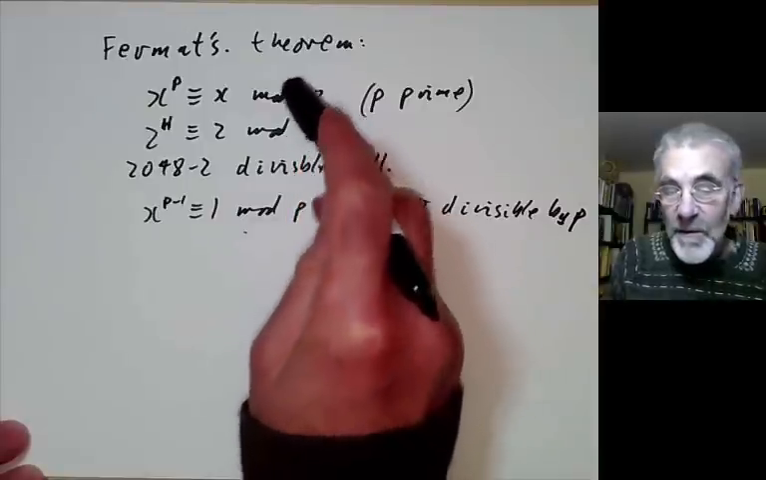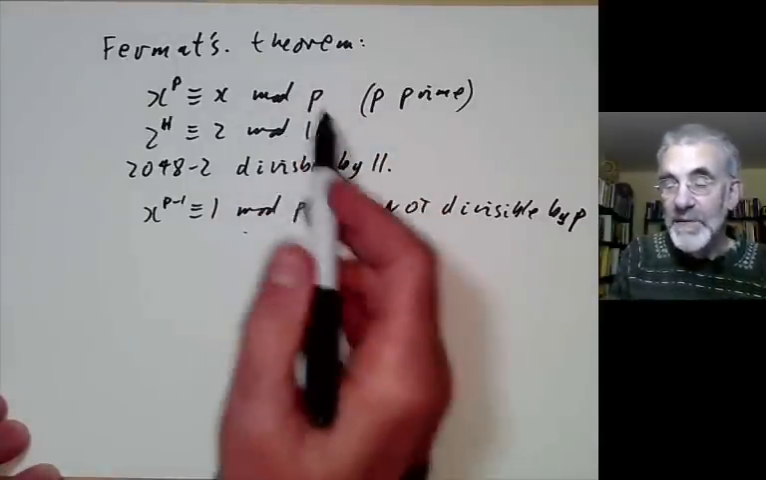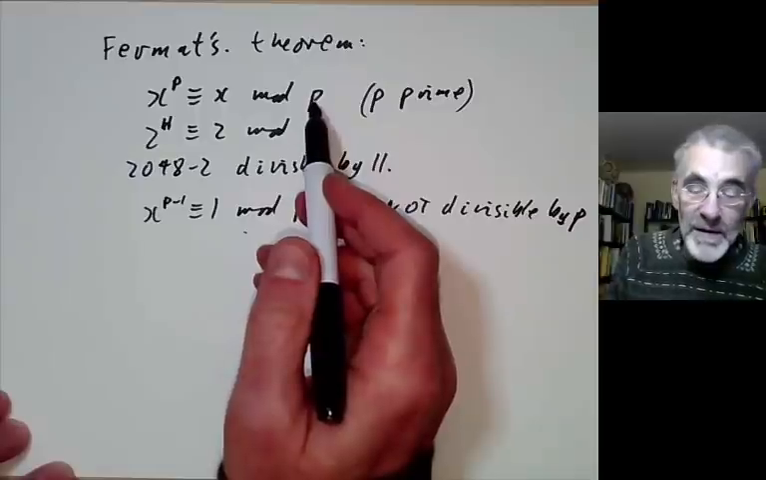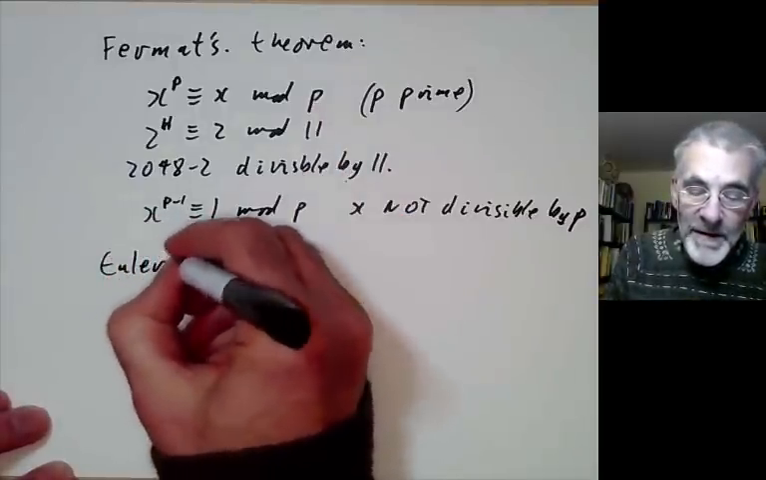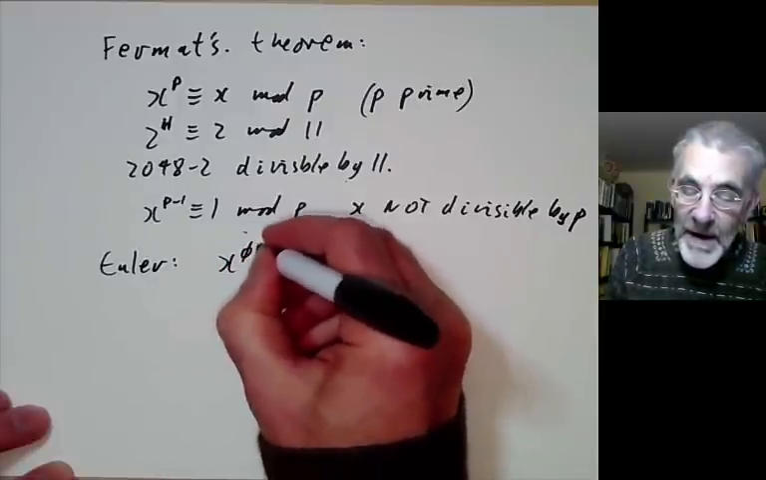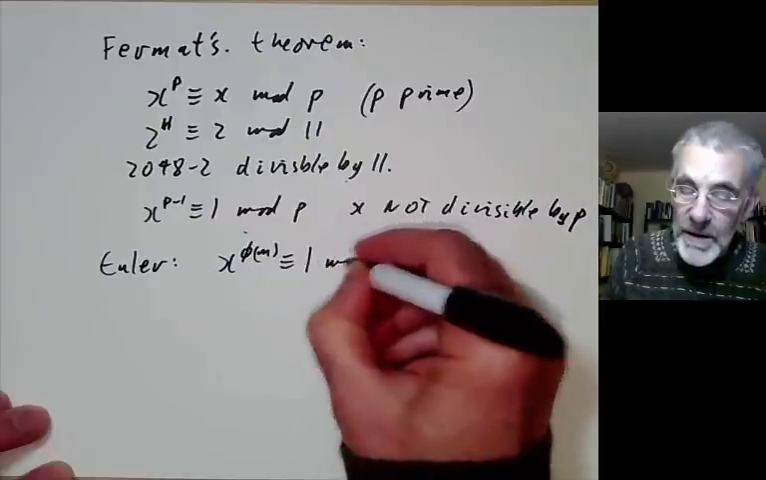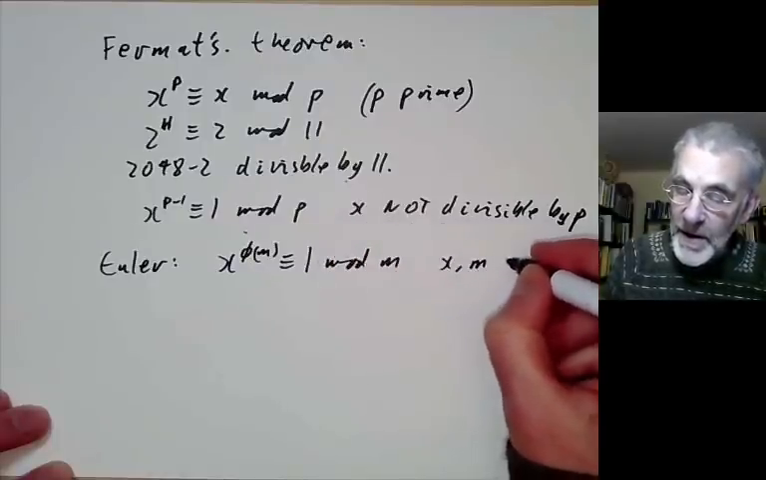This only works for p being a prime, and you can ask, is there some sort of analogue of this for numbers m that are not prime? And Euler found a rather nice analogue of this. He says that x to the phi of m is congruent to 1 modulo m whenever x and m are co-prime.